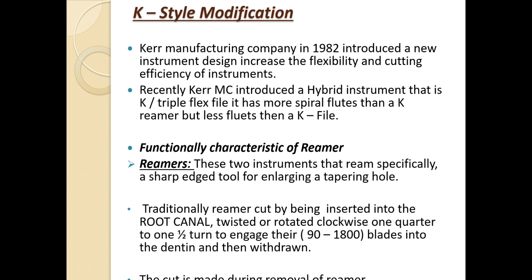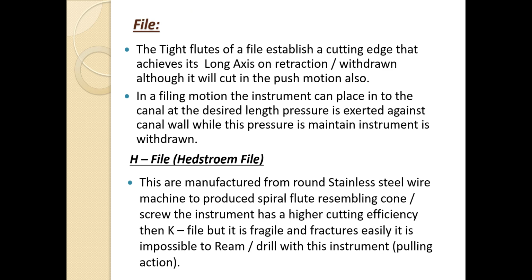Traditionally, reamers cut by being inserted into the root canal, twisted or rotated clockwise 1/4 to 1.5 turn to engage their 90 to 180 degree blades into the dentin and then withdrawn. The cut is made during removal of the reamer.